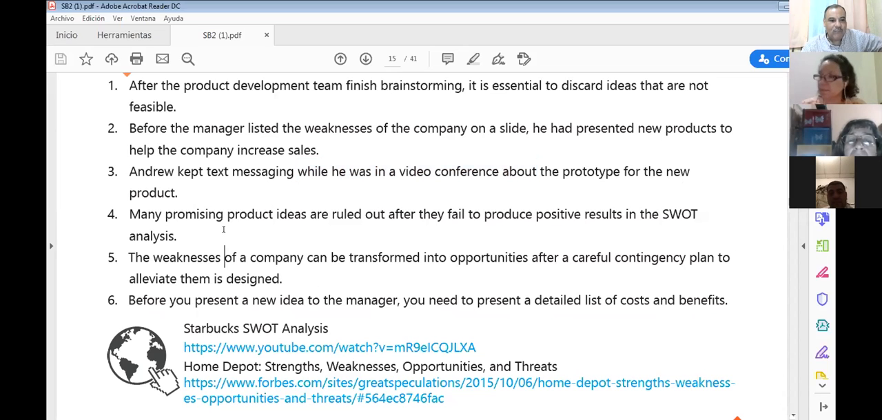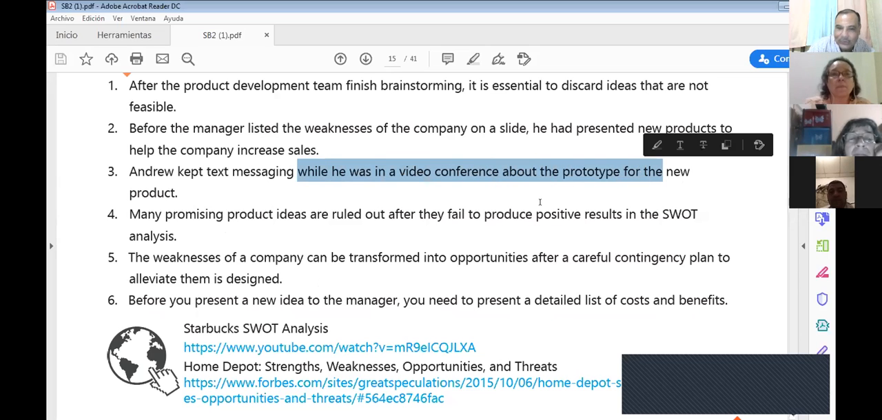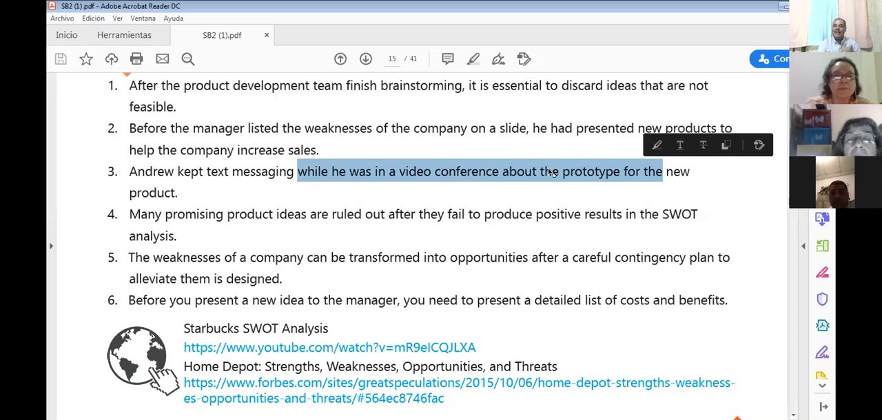Now let's go with number four. A question? Yes, what is your question, Madeline? Then number three, keeping text messaging. This is the main clause. The other clause is this one. So this is the one that we are going to reduce, not this one. Why? Because here we have the time word. So this is the other clause. Is that clear, Madeline?